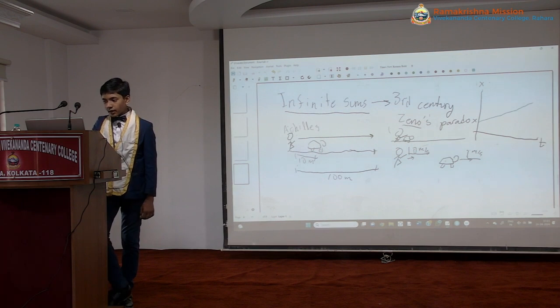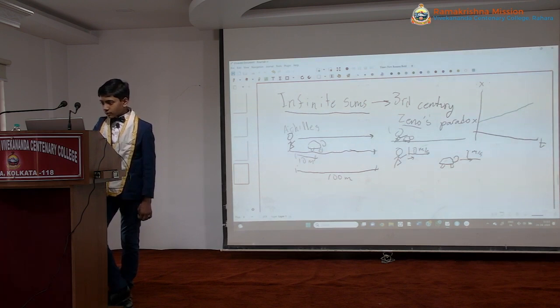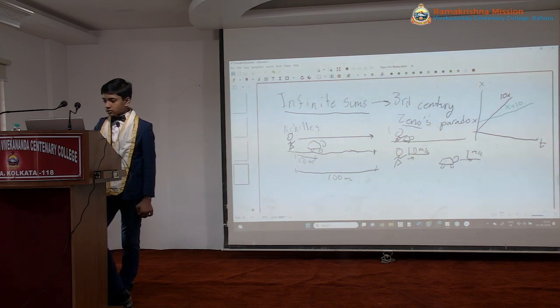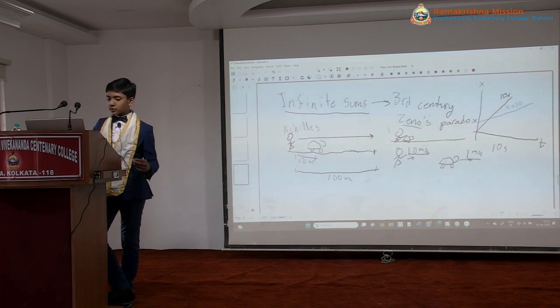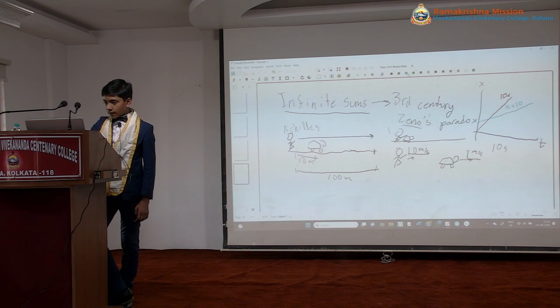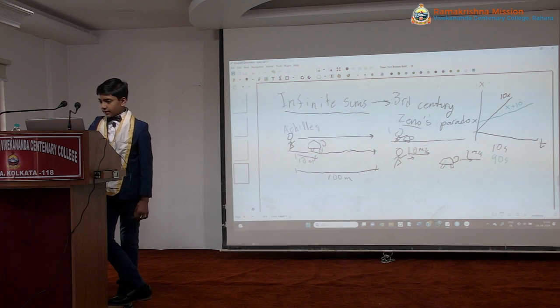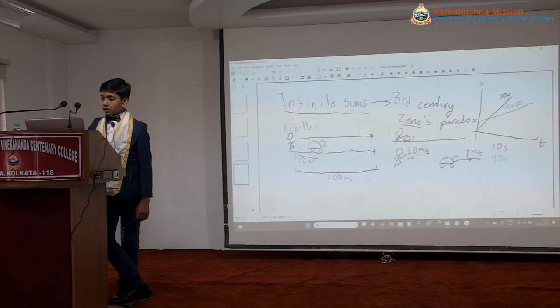He gets a 10-meter head start, so this would be x plus 10. And then this is Achilles, and this is just 10x. So it will take Achilles 10 seconds to complete the race. But it will take the tortoise, because it moves at 1 meter per second but only has 100 minus 10, or 90 meters to cross, 90 seconds to complete the race. And you can see, obviously, that Achilles must catch up to the tortoise at some point.